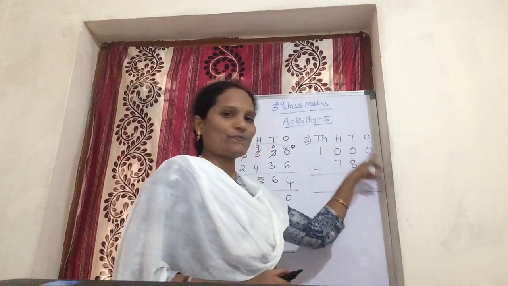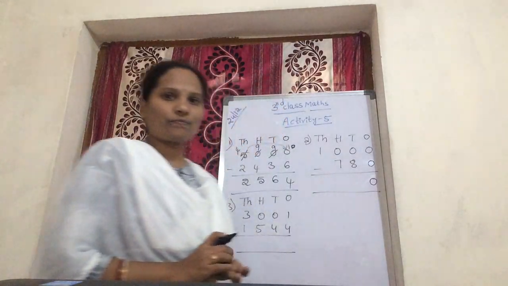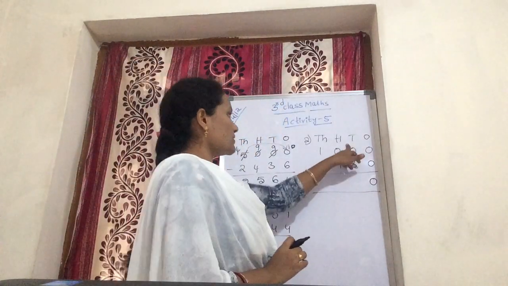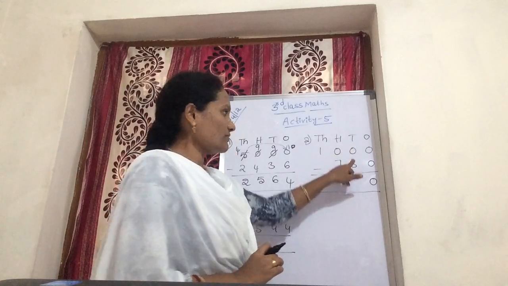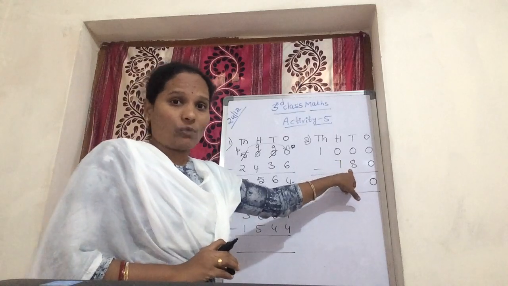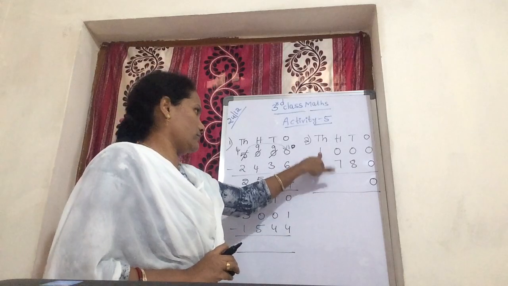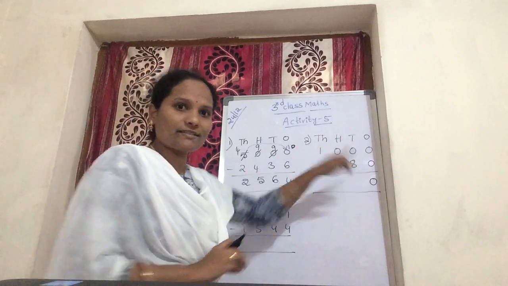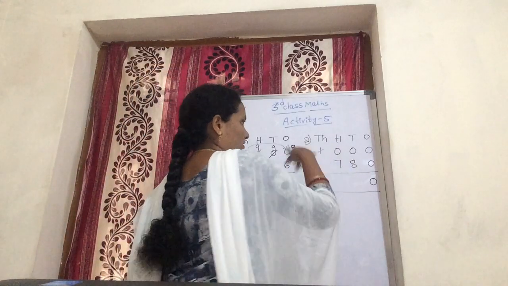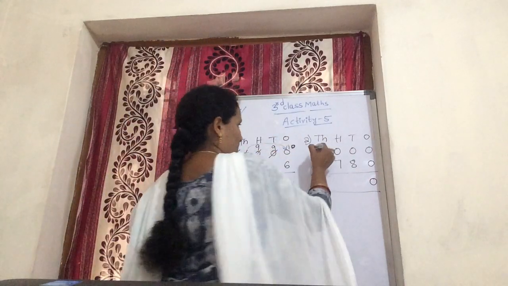Now next 1000 minus 780. So 0 minus 0 you get 0. 0 minus 0 you get a 0. Now next one number 0 minus 8. Is 0 minus 8 possible? No. So you need a borrowing from hundreds, a thousand. From 1000. So after borrowing, this one is gone. 1 is gone. So 1 minus 1 you get 0.